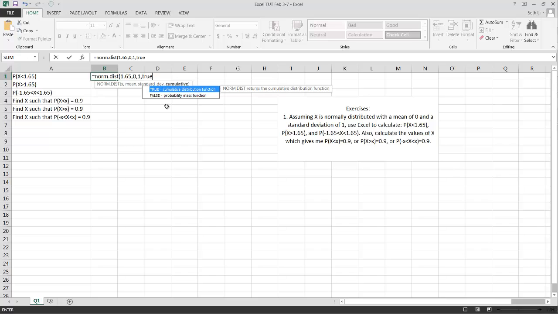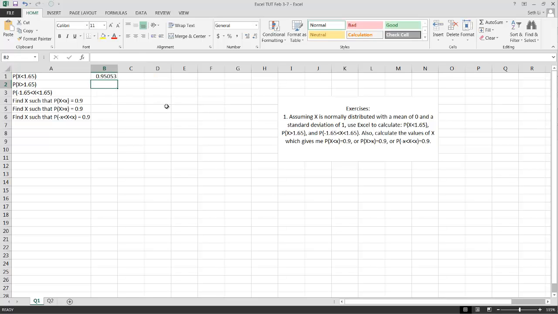True. There we go. Press enter, and there you have it, the probability that x is less than 1.65. In this case, it's about 95%.